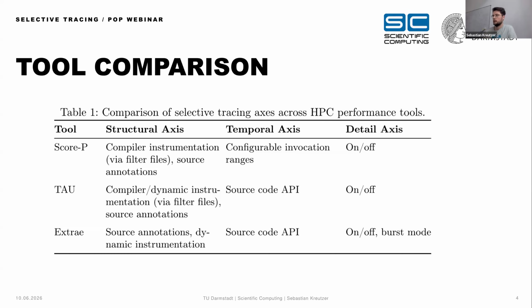Then finally, on the detail axis, there's again not so much direct control for the user. So for SCOP and tau, you can turn it on and off, but there's nothing in between. And also for tau specifically, you have to go into the source code to control it. There's no runtime control system. For X-ray, there's one more detail level you can choose from, and that's burst mode, where instead of having all of the normal MPI and OpenMP events, you get a summary over a certain burst length.